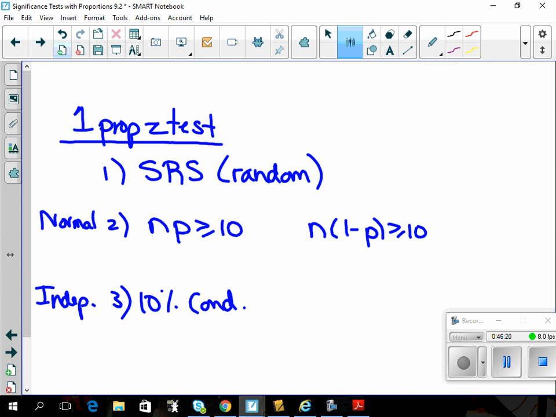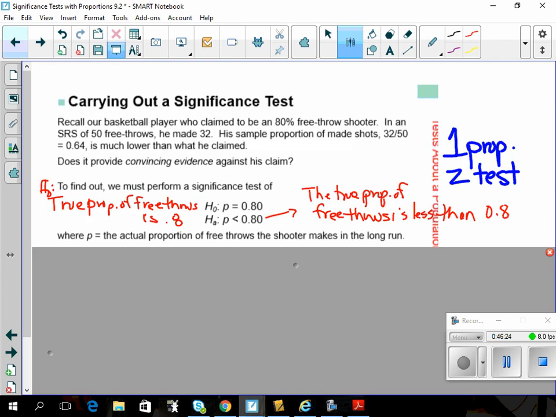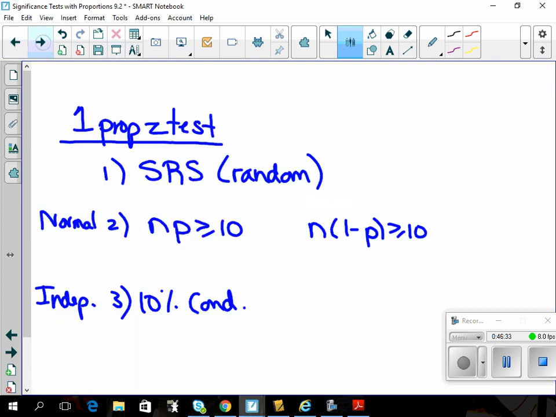So let's put the numbers in. Does it state in the problem that it's an SRS? I don't think it does. Oh, I lied. Look at that. SRS. So is it an SRS? Yes. How about number 2? What's P? 0.8, not the p hat, but the p, right? So we have our sample of 50 times 0.8, is that greater than or equal to 10? What's 80% of 50?